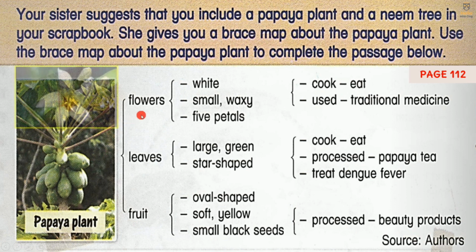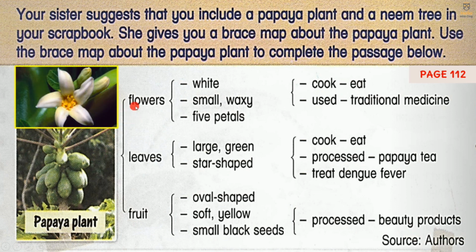Let's look at the flowers. The flowers of the papaya plant are white. They are small and waxy, and they have 5 petals. 1, 2, 3, 4, and 5. You can cook and eat the flowers, and it is also used in making the traditional medicine.